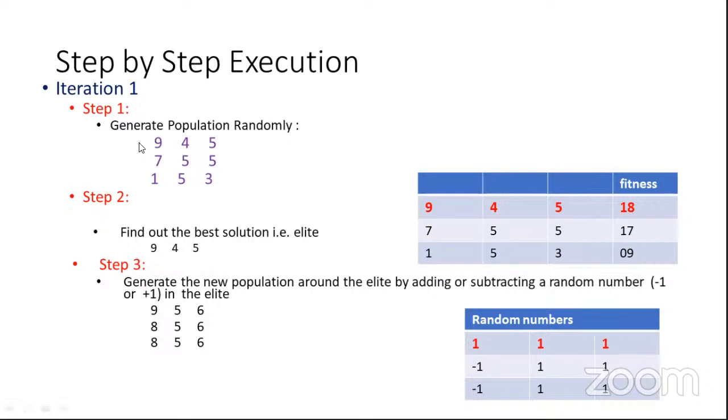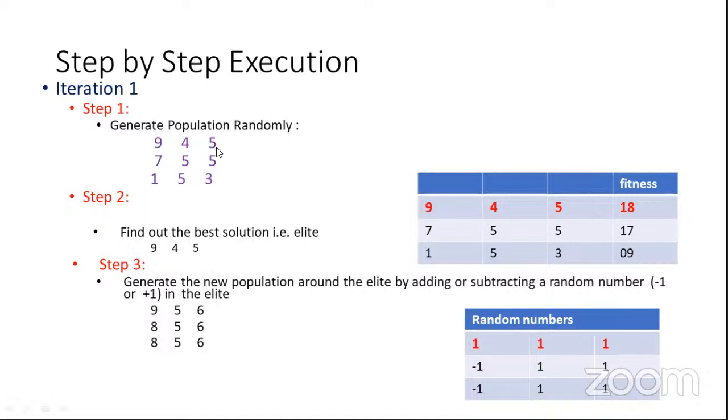In this population, I am having 3 candidate solutions. I have generated 3 numbers: 9, 4, 5; 7, 5, 5; and 1, 5, 3. So these are my candidate solutions: 945, 755, and 153. Now evaluate the fitness of this population.